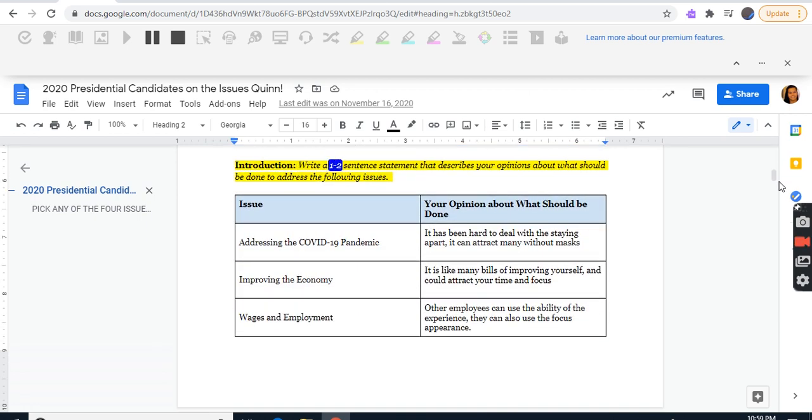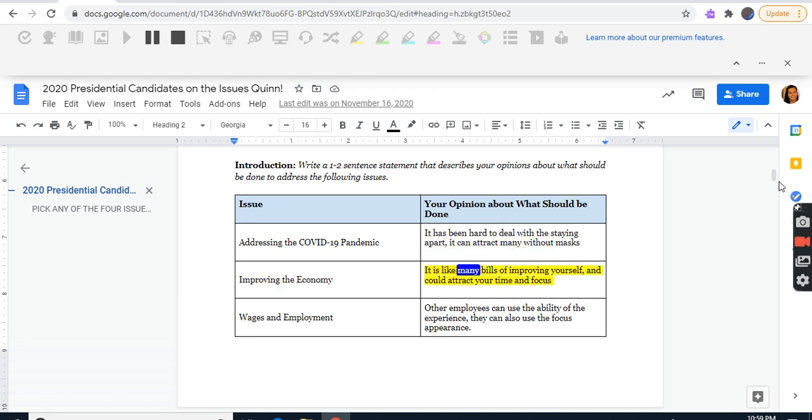Introduction. Write a 1-2 sentence statement that describes your opinions about what should be done to address the following issues. Issue. Your opinion about what should be done. Addressing the COVID-19 pandemic. It has been hard to deal with the staying apart. It can attract many without masks. Improving the economy.